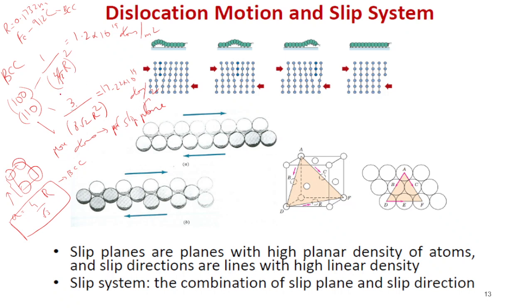So based on which particular plane has more number of atoms compared to the other plane, that will be our slip plane. So here also we have the definition. Slip planes are planes with the high planar density of atoms, and slip directions are the lines with the high linear density. So you get the point, right?